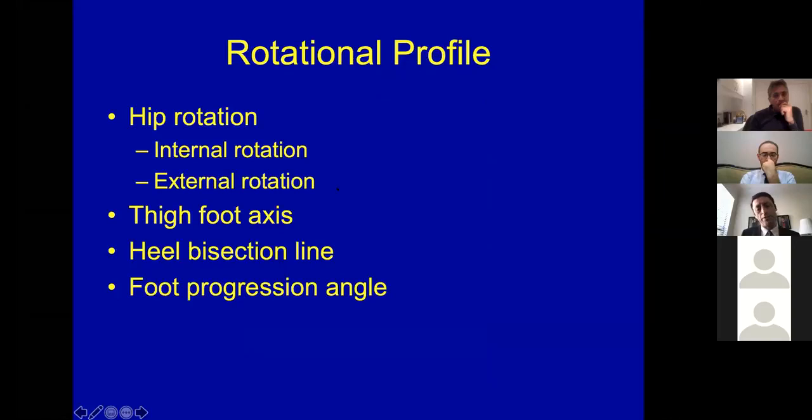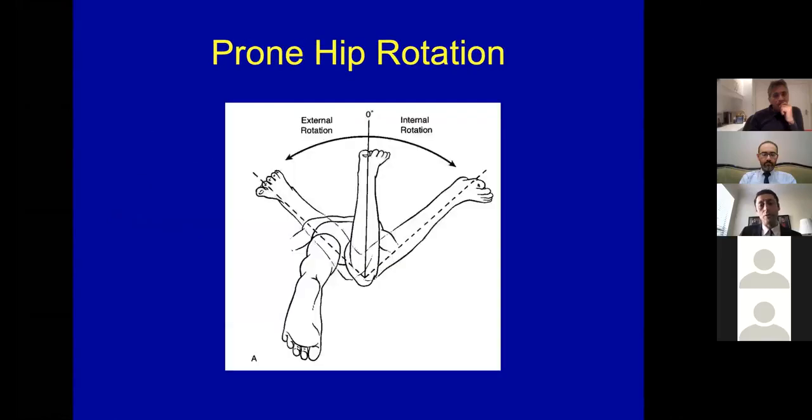Once you finish the gait, and look at the child standing, you examine the child and do formal clinical exams. You look for hip rotation, internal or external rotation, the thigh-foot axis, the heel bisector line, and we already did the foot progression angle. We like to do the examination in a prone position, with the kid face down, with hip extension, to do the hip rotational profile.